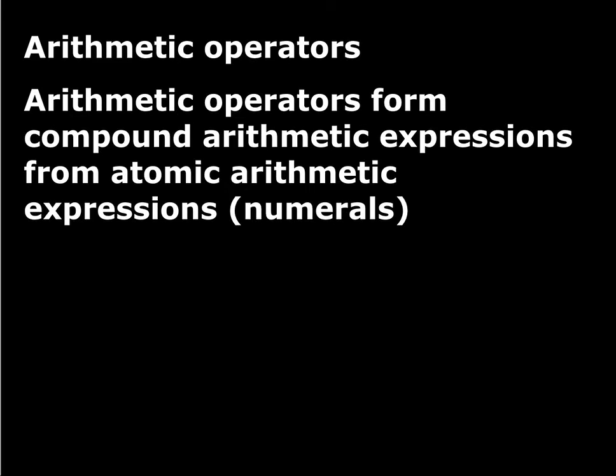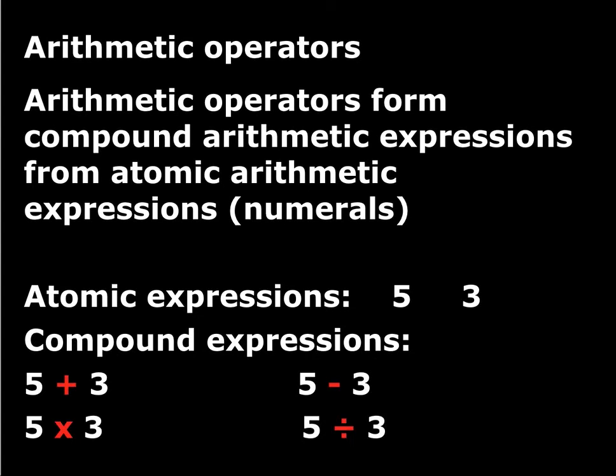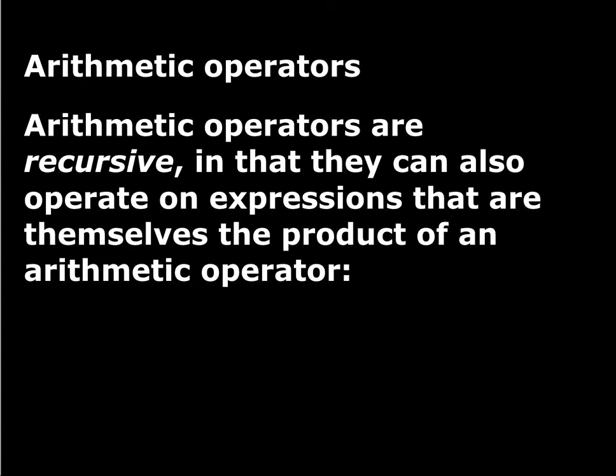What's an atomic arithmetic expression? Just a numeral. Okay, so like 5 and 3 are numerals. But we can make compound arithmetic expressions like 5 plus 3, 5 times 3, by taking these operators that can then combine atomic expressions into a more complicated compound expression. Okay, and everyone's kind of familiar with that. But notice that arithmetic operators are recursive in that they can operate on expressions that are themselves the product of an arithmetic operator.